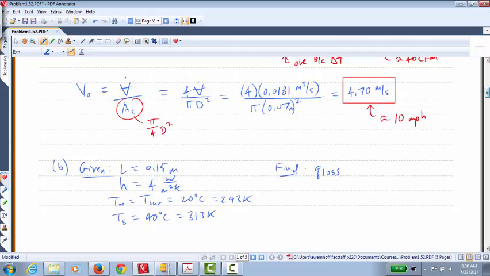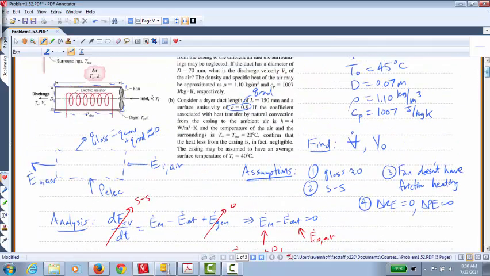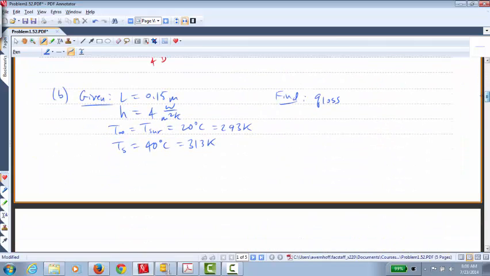So the diagram we have back up top says that Q loss is the part due to convection and the part due to radiation. So this Q loss then is Q convection plus Q radiation. So convection, we know, is going to be h times the area, which will be the outer surface area of the cylinder, and it'll be Ts minus T infinity, whereas radiation, you're going to have the surface area times sigma times epsilon times Ts to the fourth minus T surroundings to the fourth.